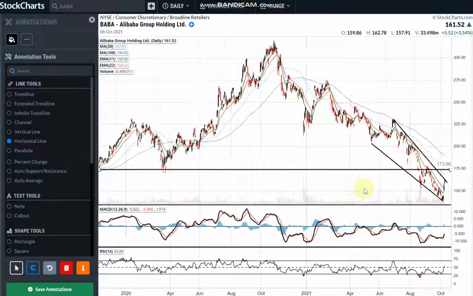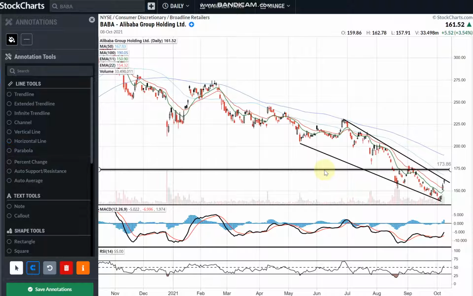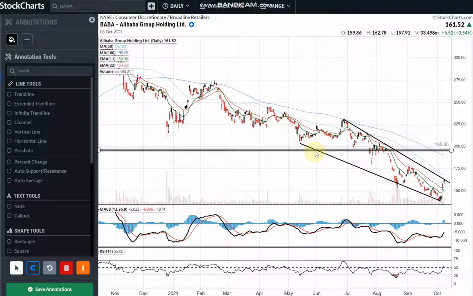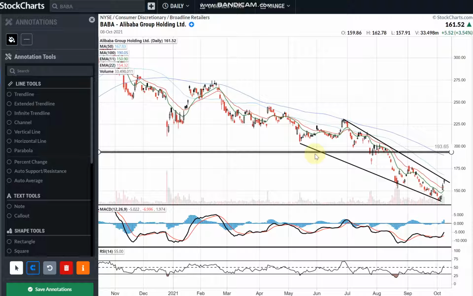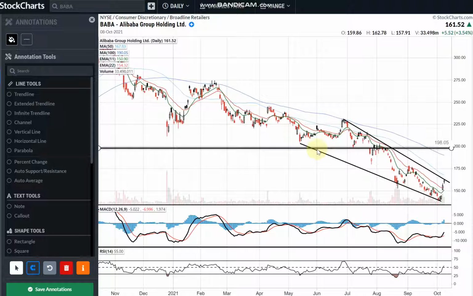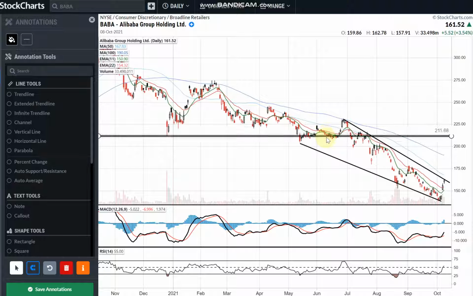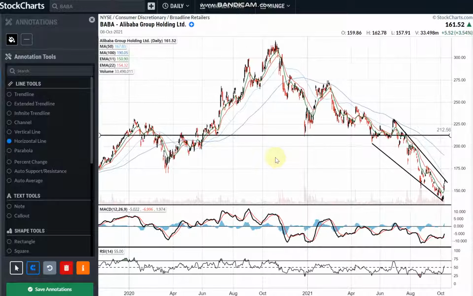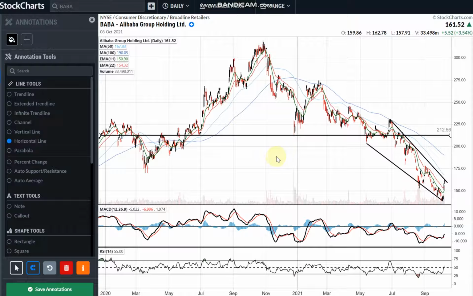And I would start hoping my targets will be reached. First target is 175. Second target is 191, and my third target is 211. This basically all coincides with support and resistance zones from the past.